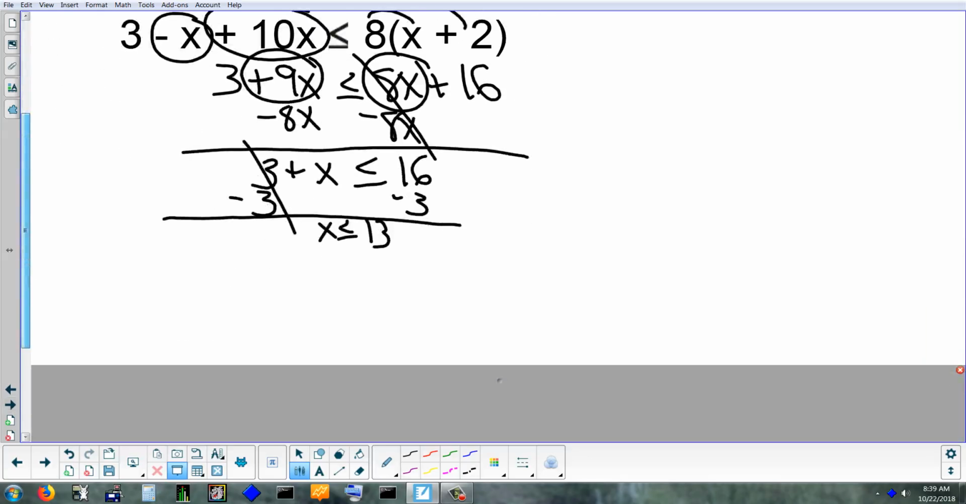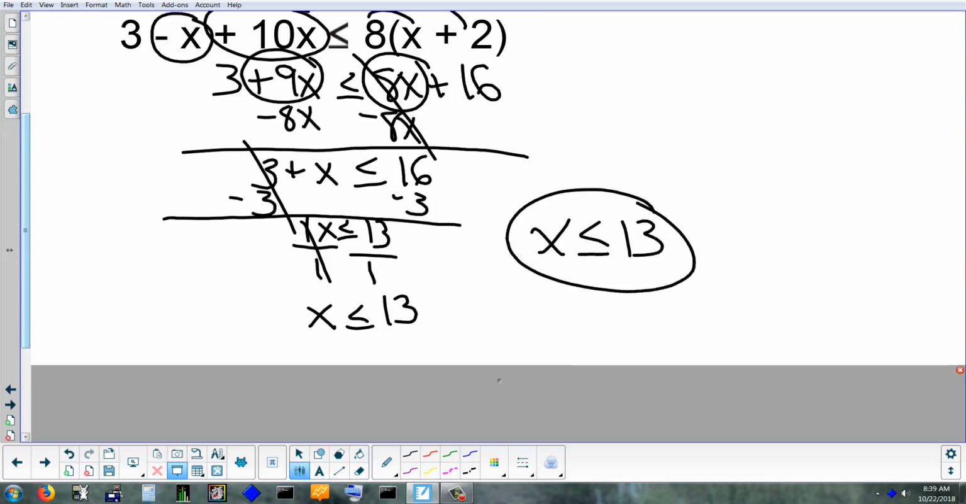Now, some people will do this. Some people may put a 1x here, and some people will do this. That's fine too, doing that last step just to make sure to get rid of the 1. You're still going to get the same answer, but you don't have to do any more. This is fine. We don't have to graph this one. Again, we talked about graphing, so I'm not going to make you tell me how to do it. You've already done that.